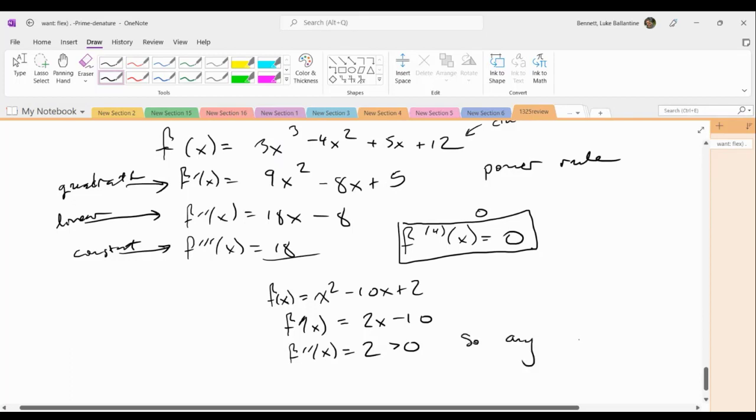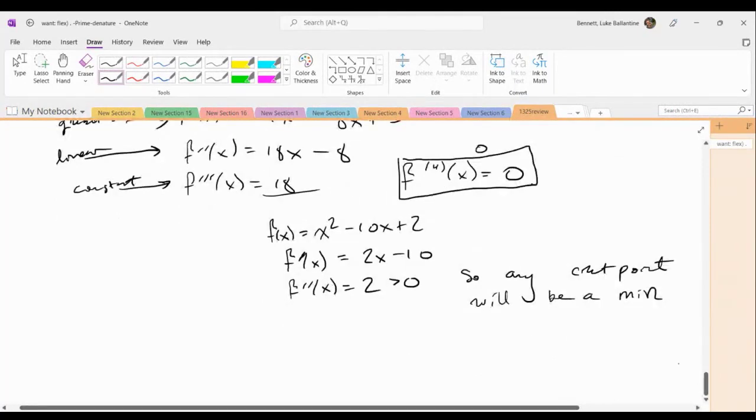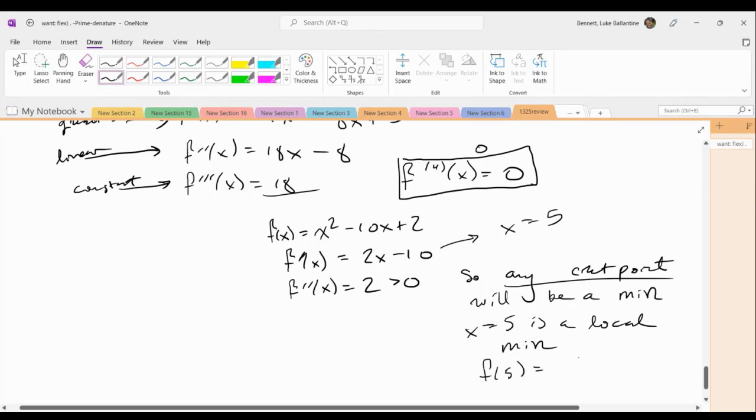So any cut point will be a minimum. So any cut point will be a minimum, and we only have one cut point. x is equal to 5. So x equals 5 is a local min. And then the y value associated would be f of 5 equals 25 minus 50 is negative 25, plus 2 is 27. So we have a minimum of 27.